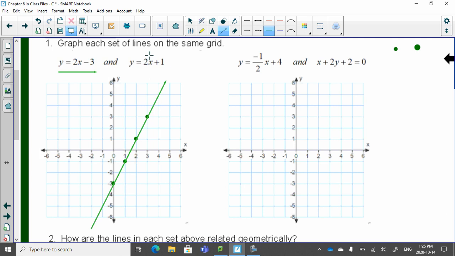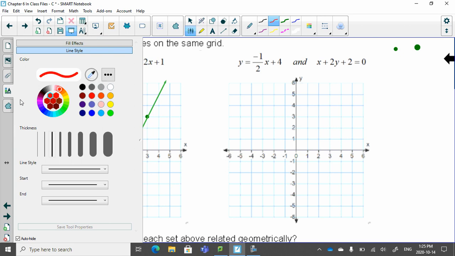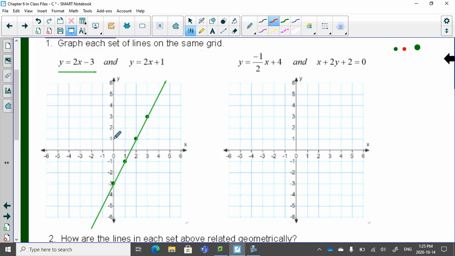Next, y equals 2x plus 1. When we graph this one, we put a point at our y-intercept, which in this case is plus 1 right there. Our slope is 2, or 2 over 1, so up 2 over 1, up 2 over 1. I put a line through it. And we get a line that looks like this, and that is going to be this one right there. Okay, so we can see our two lines on this graph.